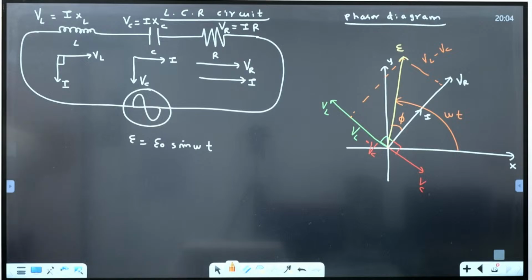Please draw the phasor diagram. Yeah, all of you noted. I hope all of you noted. Now let's start.